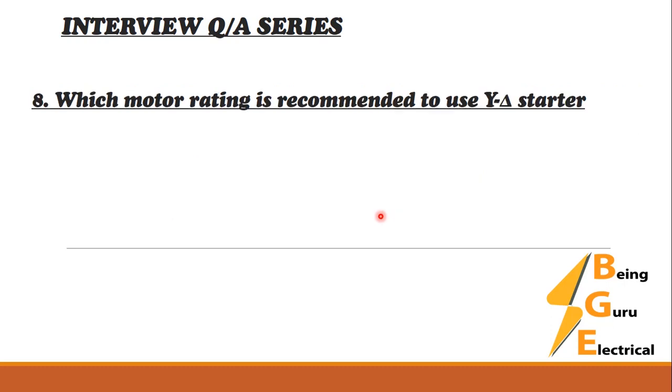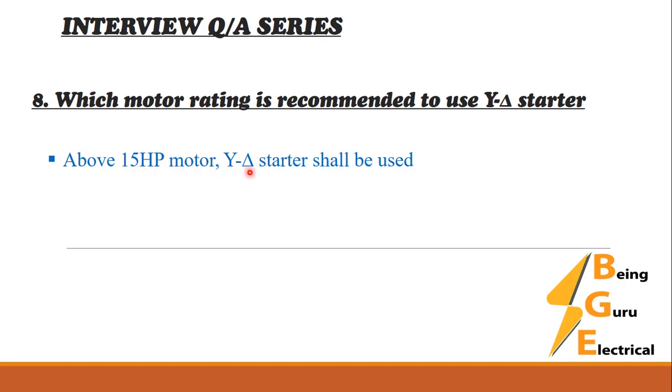Next we have: at which motor rating is it recommended to use a star delta starter? So above 15 HP motor, a star delta starter shall be used. Below 15 HP motor, you can use a direct online starter, but above 15 horsepower, you should use a star delta starter. You can also use a star delta starter below 15 HP, but it is not recommended to use DOL above 15 HP motor. It should be star delta or any other soft starter you can use.